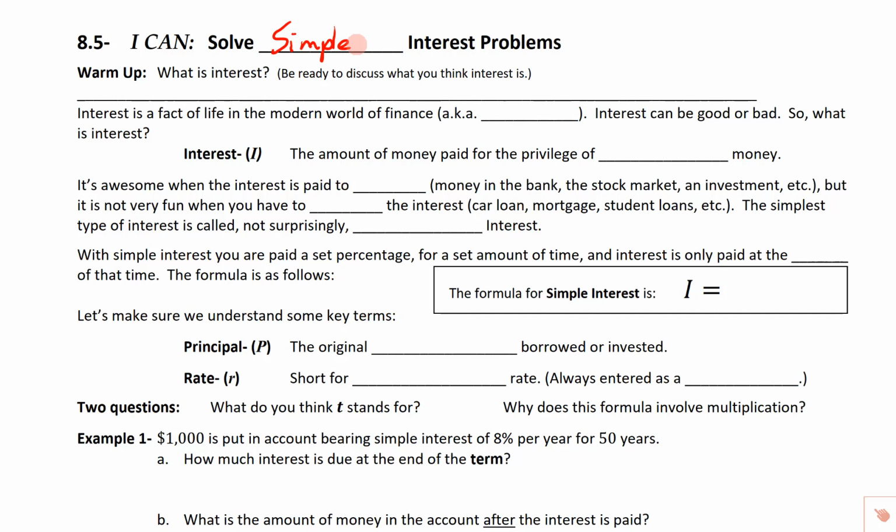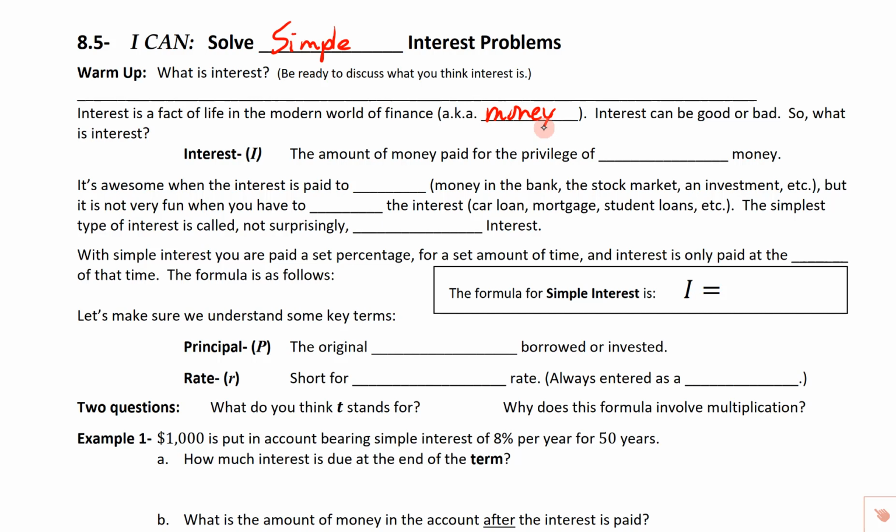So the warm-up question says, what is interest? So think about that for just a second. You may have heard the word interest. Now, in this case, we're not talking about being interested in something. We're talking about how it applies to the world of finance. In other words, how it applies to the world of money. So finance, also known as money.